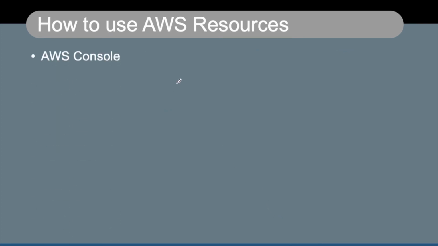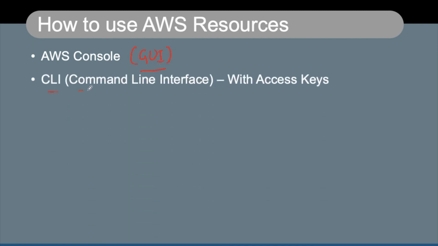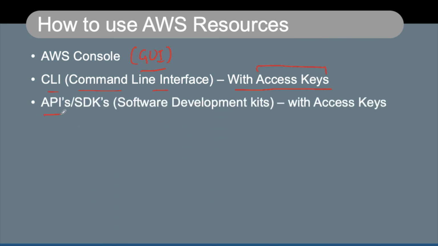Now, how to use AWS resources? There are various ways to use AWS resources. You can do it by using the AWS console, which is typically a graphical user interface. CLI, command line interface, which requires something called an access key, that we will see in the next session, what is an access key and how these access keys are being used. We will have some API and SDK, which is software development kit, APIs and SDKs, and they can also access the resources by using access keys.